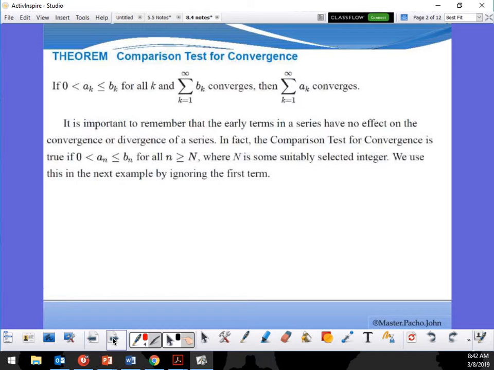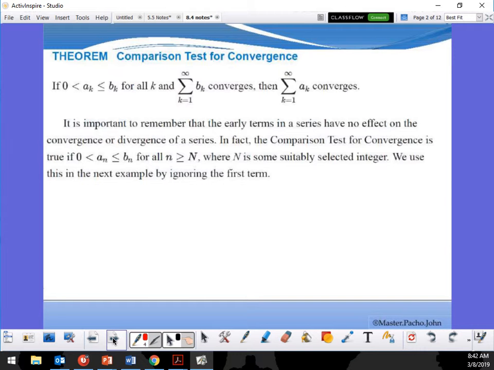It's important to remember that the early terms have no effect on the convergence or divergence, because the first terms don't matter if it's the pattern after that we're looking at, right? A lot of times the first one or the second one will not fit my series. Then I'm going to have to do a little bit of creative math to make it happen. All right, the early terms have no effect on convergence or divergence of the series.